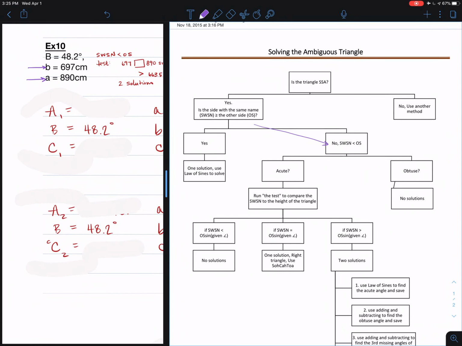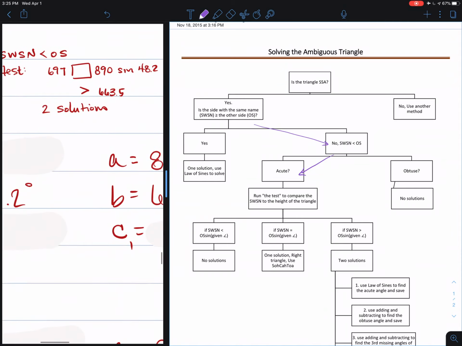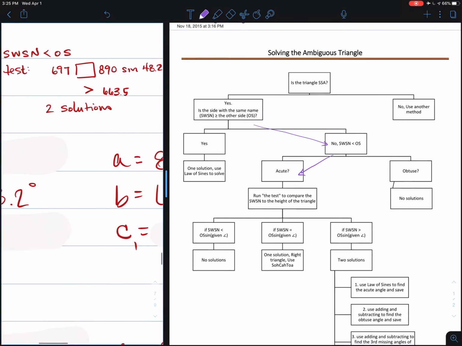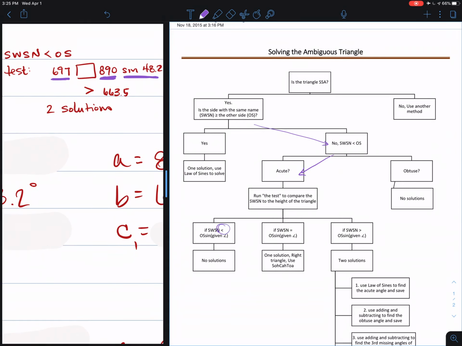The side with the same name is less than the other side. My angle is acute, so I'm going to be following in this direction. And this is where I'm going to run my test. You can see that I've set up my test here. So this is the side with the same name, this is the other side, and this is the sine of my angle. When I plug this in, I get a greater than. And you'll look at the flow chart, I just circled the less than. Whenever you get greater than, you're going to get two solutions.